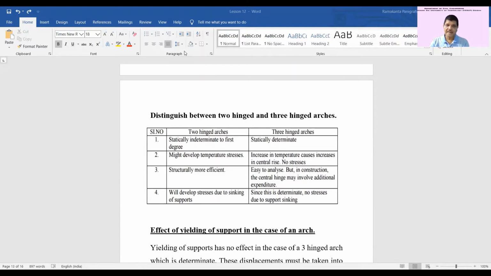I think you know the central rise. Central rise means, if this is your arch, the rise from this center line to this point is called the central rise. This central rise may increase. Now, the two hinged arch is structurally more efficient, but the three hinged arch is easy to analyze. But in construction, more cost is involved, because you are providing a third hinge in the case of a three hinged arch. There will be stress developed due to sinking of supports in the case of a two hinged arch, but there will be no stress due to sinking of supports in the case of a three hinged arch, because it is a determinate structure.